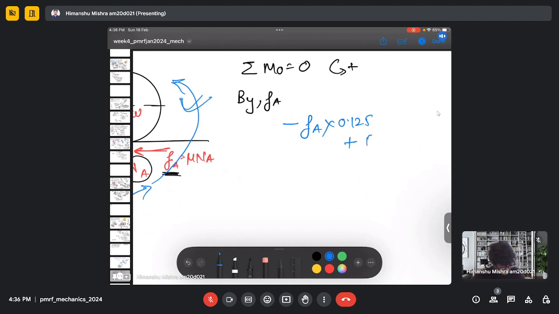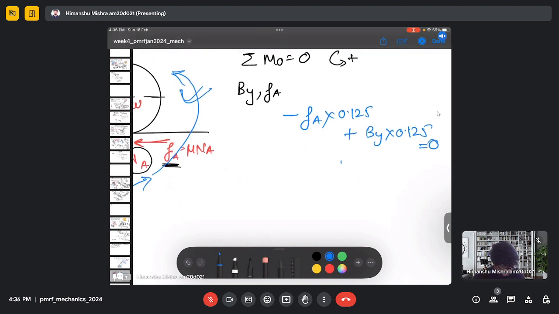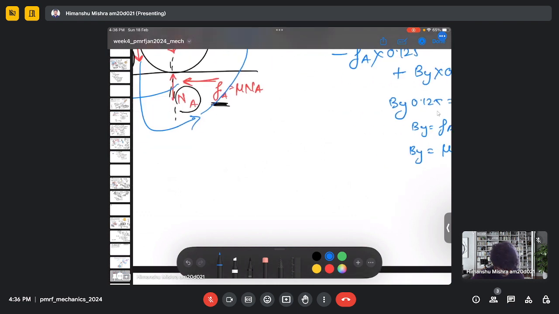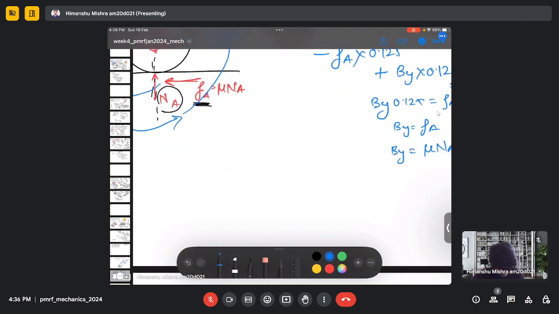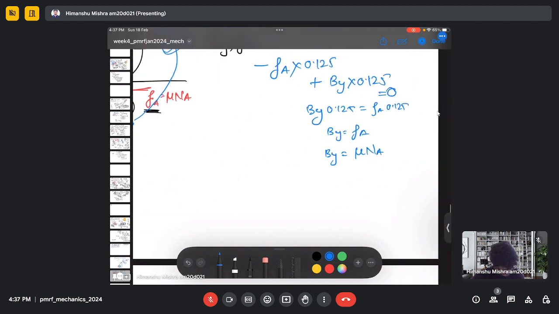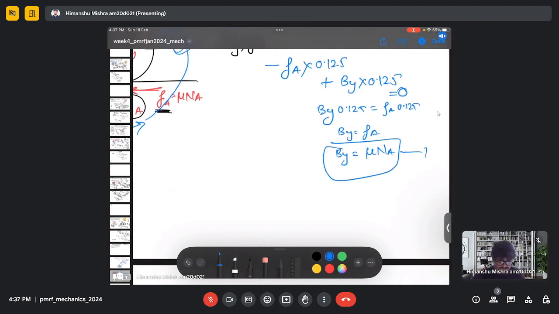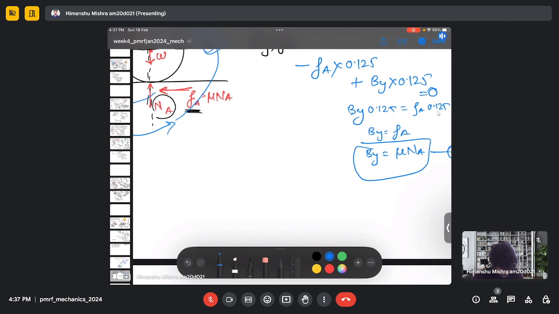So it will be By plus 1.25 equal to 0. So this will give me By times 0.125 equals Fa times 0.125. So By equals Fa, and By equals mu NA. So let's say this is my equation 1, because we don't know NA.